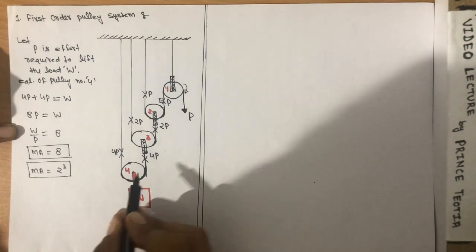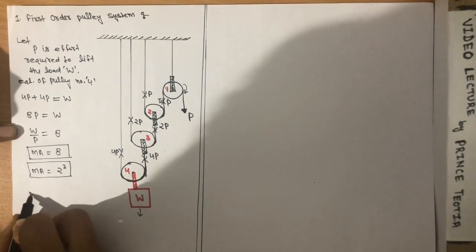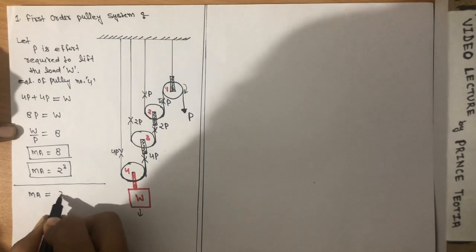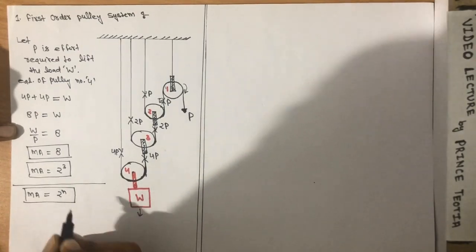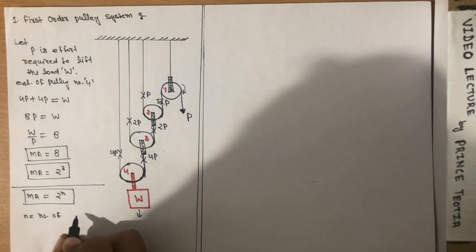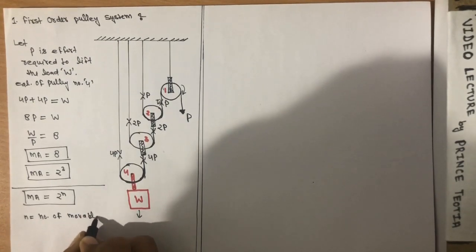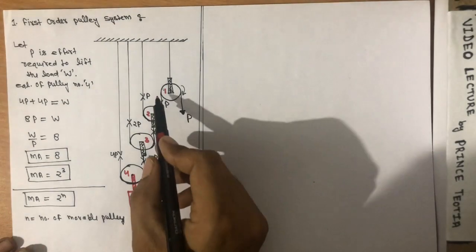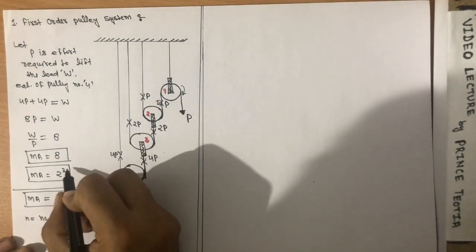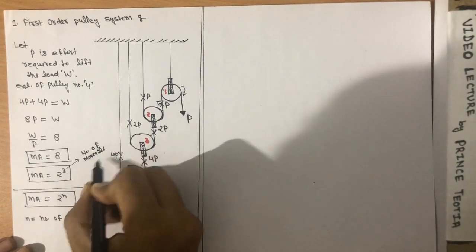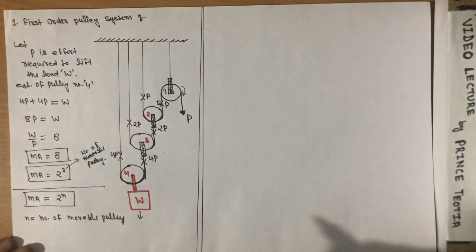So we can conclude, and I'm going to generalize this, that the mechanical advantage for a first order pulley system will be 2^n. And what is n? n equals the number of movable pulleys. And this 3 in this system is the number of movable pulleys. So this is valid only for the first order pulley system.